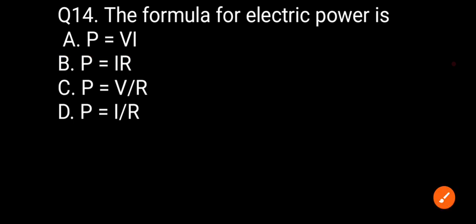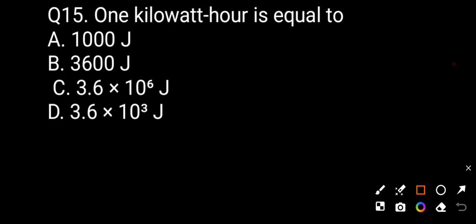Now, question number 15. 1 kilowatt hour is equal to option A 1000 joule, option B 3600 joule, option C 3.6 into 10 power 6 joule, option D 3.6 into 10 power 3 joule. Correct answer will be C. 3.6 into 10 power 6 joule.